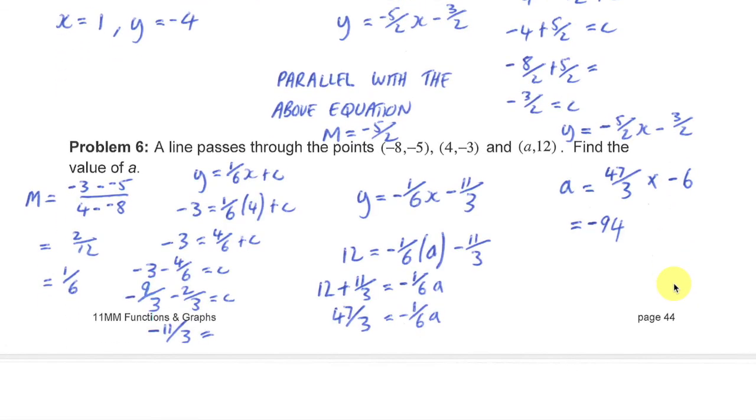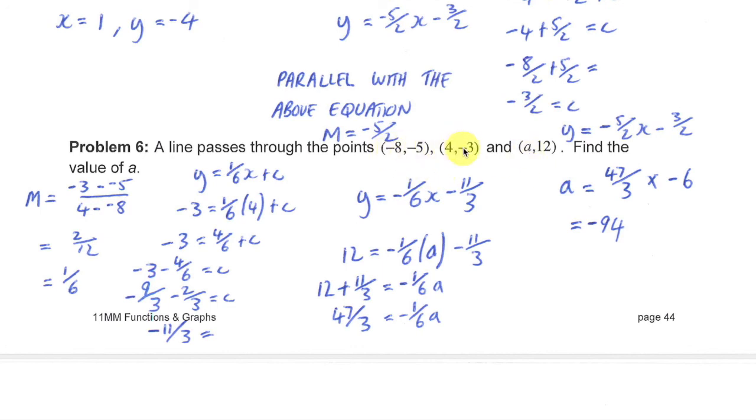Problem 6. A line passes through these points where a is unknown. Find the value of a. So with this, each one of those points fits on the line. So I'm going to first of all start off by trying to work out what the equation of the line is, and then I can go backwards and work out what a is.